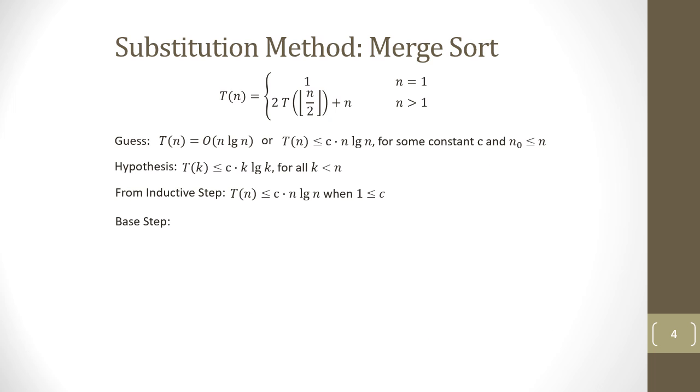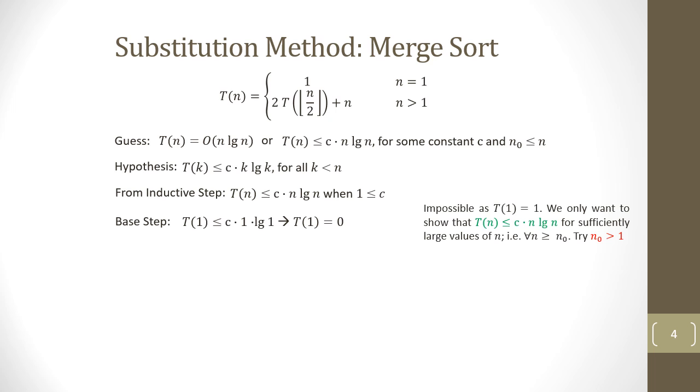Now, let us look at the base case. The base case occurs, as we can see from the recurrence equation, when n is equal to 1. If we plug n equal to 1 into our hypothesis, we get T(1) ≤ 0, which is impossible as T(1) is equal to 1. We only want to show that our guess is correct for sufficiently large values of n. So there exists an n naught, after which for all values of n, our guess should be true. So we can try any value of n greater than 1.